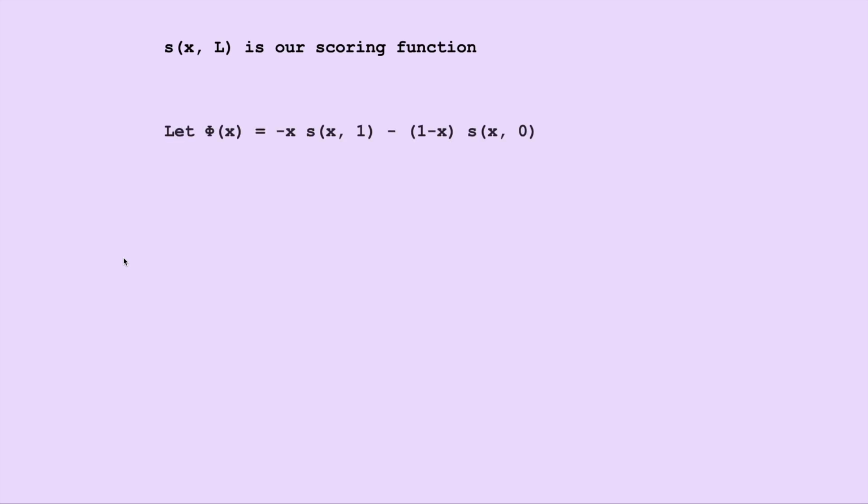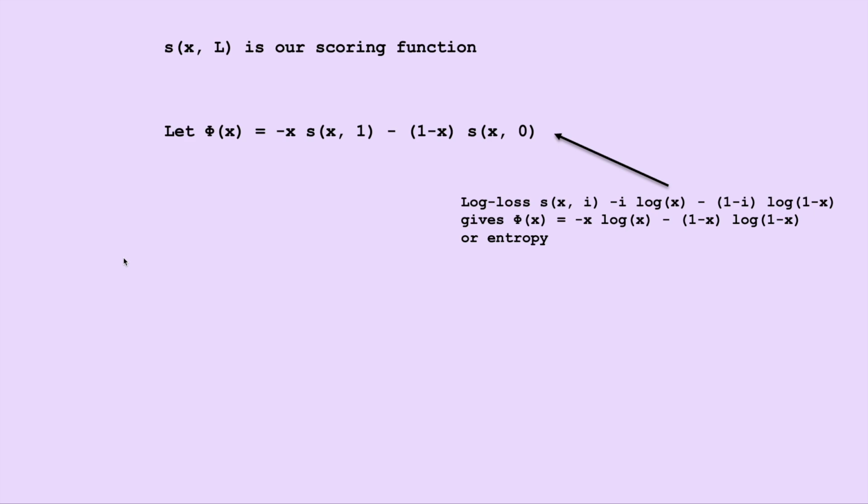To begin the proof, let S be a proper scoring rule and define phi of x to be this, which is just the expected loss we saw earlier. In the special case of log loss, this is just entropy, roughly the information we gain from seeing the outcome of an event. It turns out that phi will always be convex.